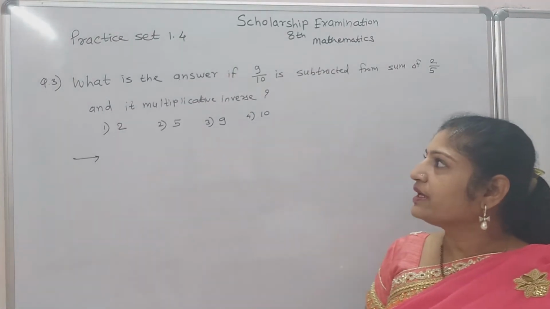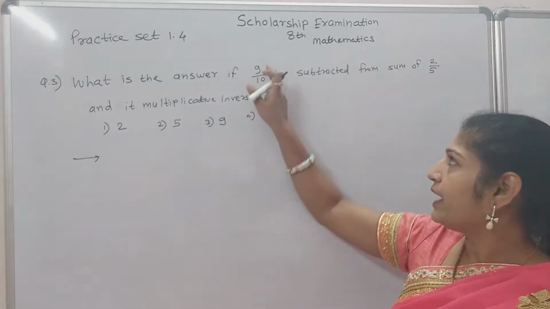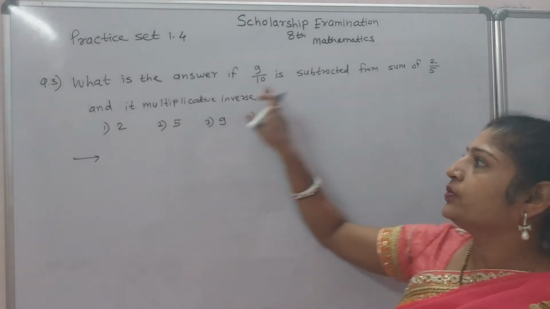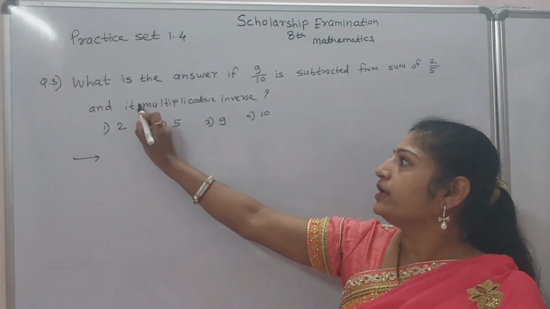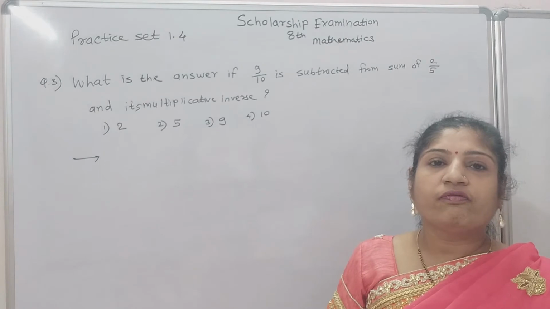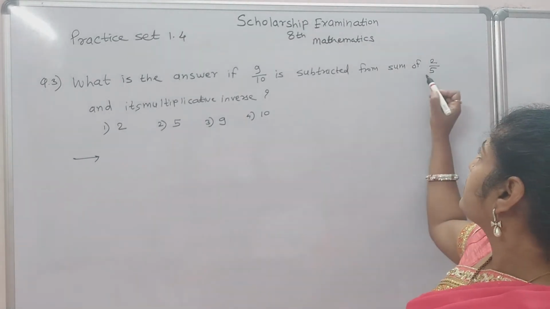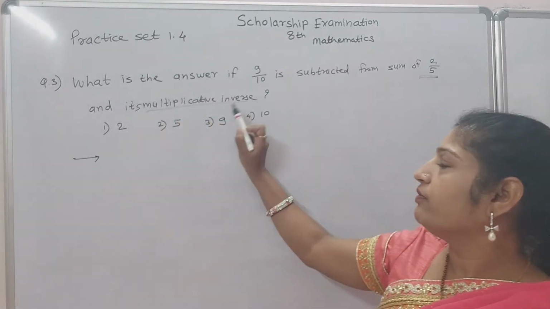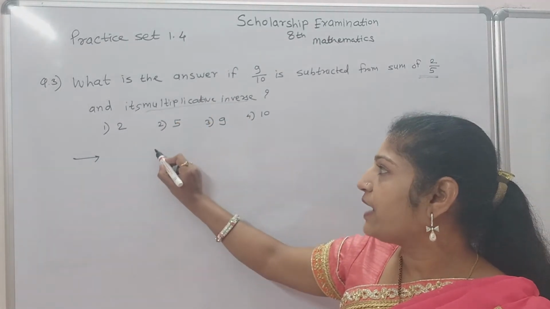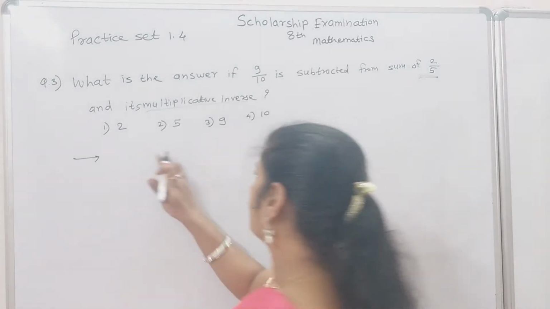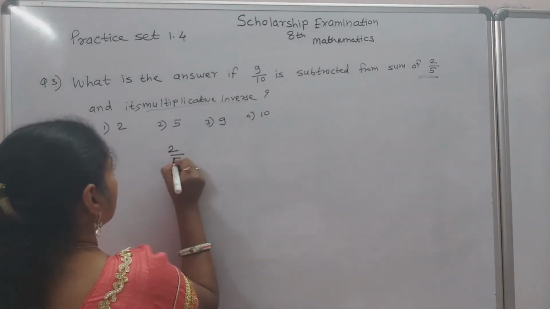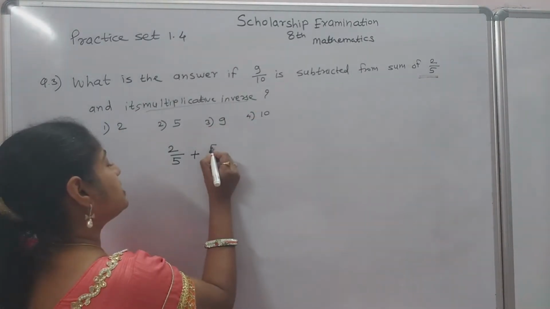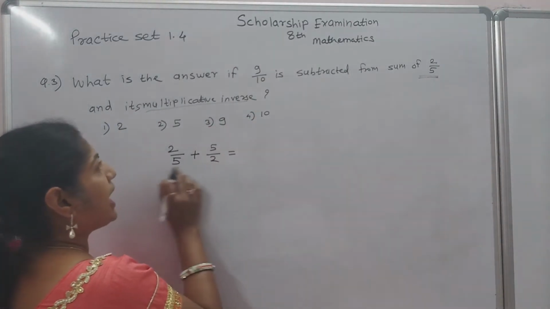Now the third example: what is the answer if 9 upon 10 is subtracted from the sum of 2 upon 5 and its multiplicative inverse? First of all we have to add the number 2 upon 5 and its multiplicative inverse. The first step is to add 2 upon 5 plus its multiplicative inverse, and its multiplicative inverse is 5 upon 2. First do the addition.